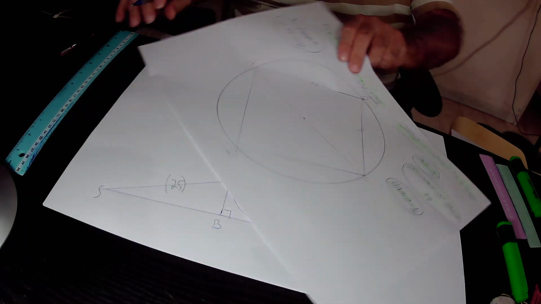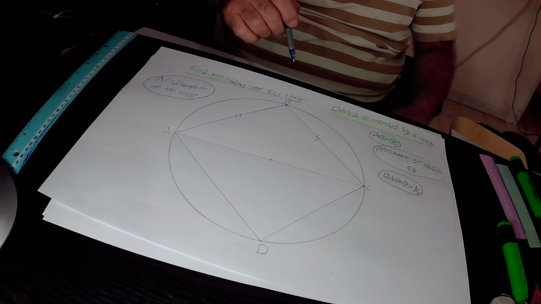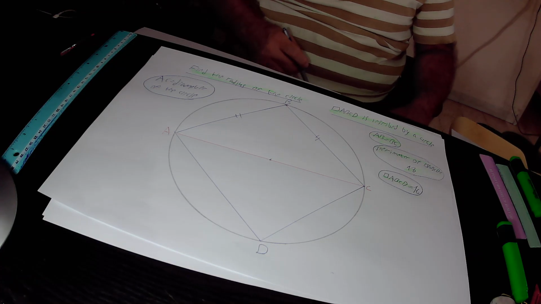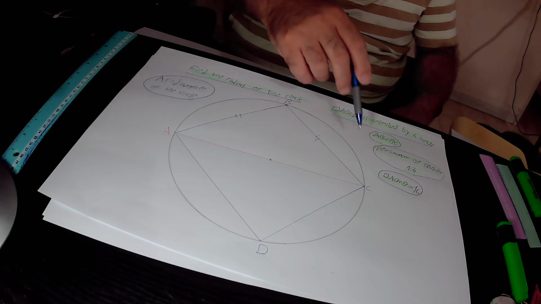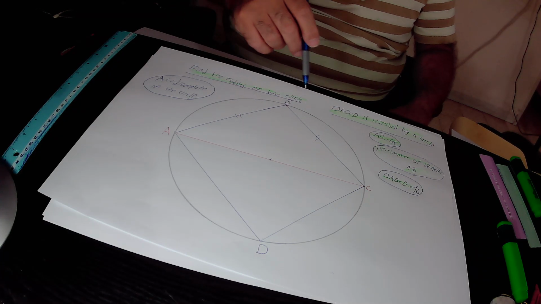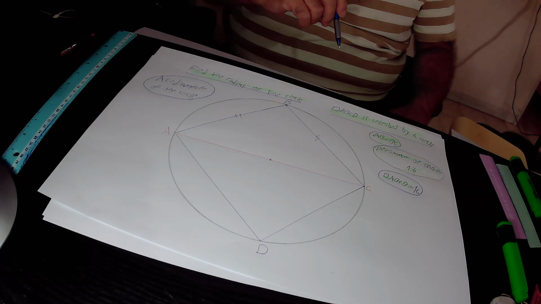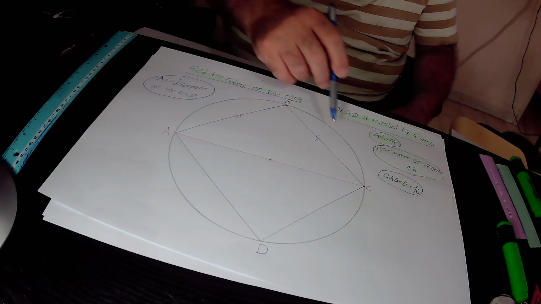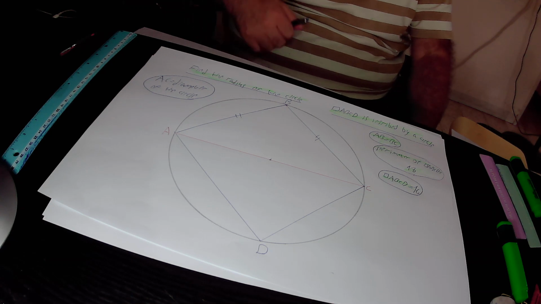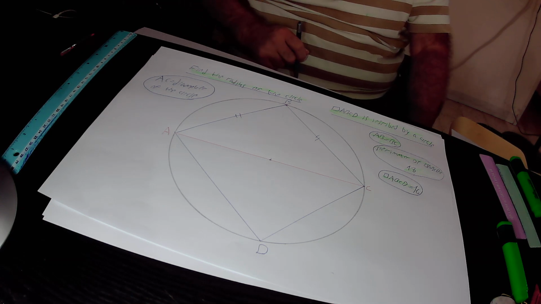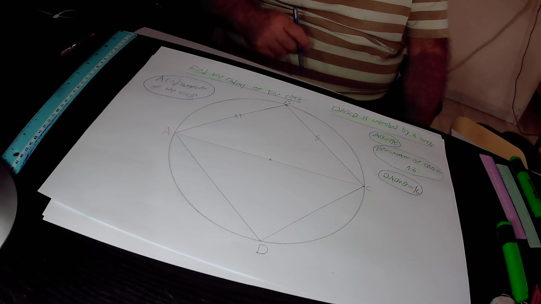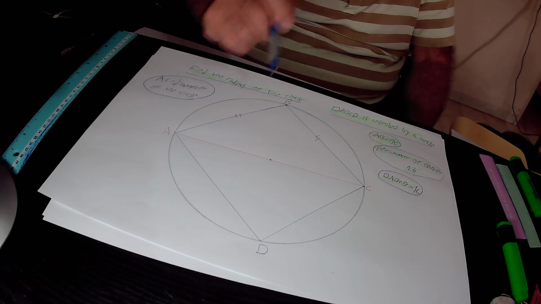In addition, we know that side AB of quadrilateral ABCD is equal to side BC. We also know that the perimeter of this quadrilateral ABCD is equal to 18 units. This is to say the sum of its four side lengths is equal to 18 units. This is to say AB plus BC plus CD plus DA equals 18. In addition, we know that the area of this quadrilateral ABCD is equal to 16 square units. Again, our task is to find out the radius of this circle.